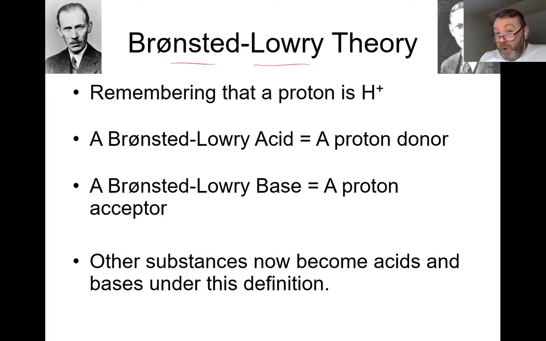Other substances now, under this definition, become acids and bases because H+ was too restrictive. The bare proton opens up the field and brings in far more substances that can act acidically and basically without the presence of H+ or OH-. So Bronsted-Lowry took the narrow Arrhenius definition, an acid being any substance that in solution produces H+ ions and a base being any substance in solution that produces OH- ions, into the very wide but short definition: an acid is any substance that donates a proton, a base is any substance that accepts that proton. Simple as that.